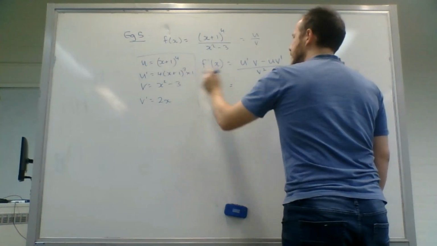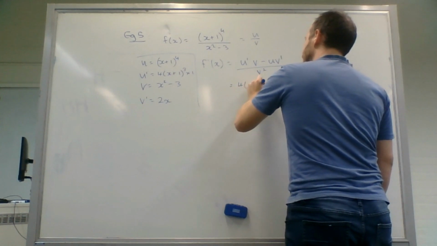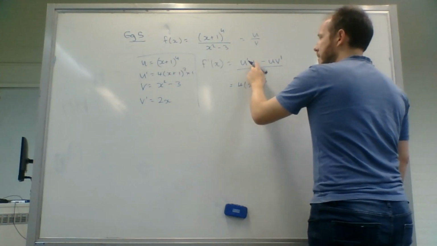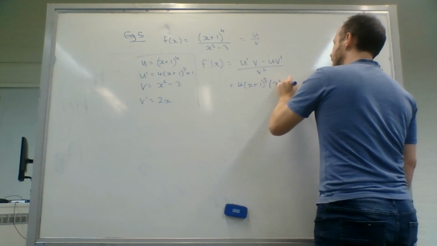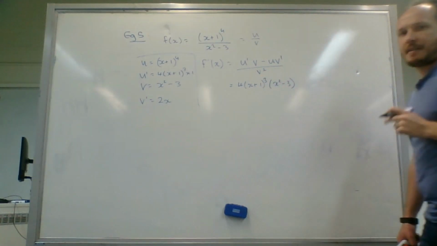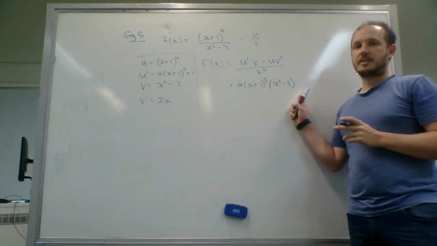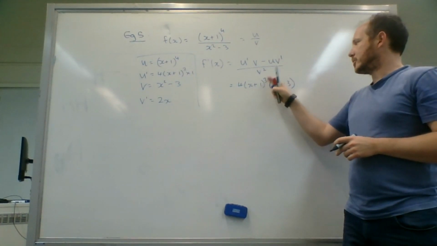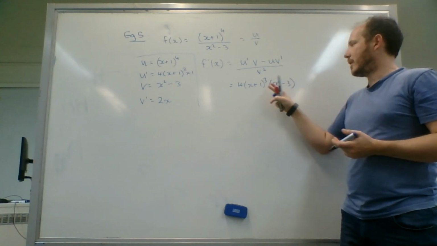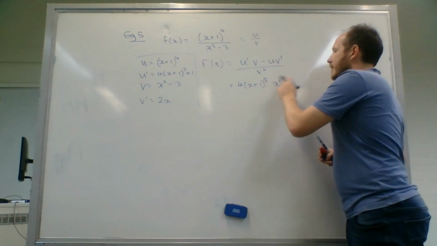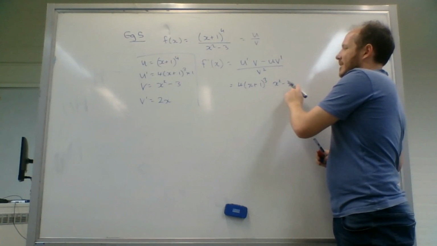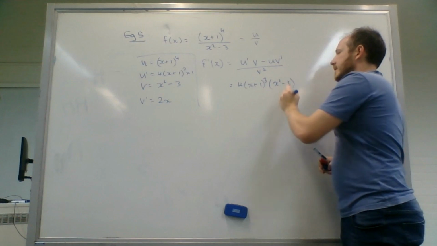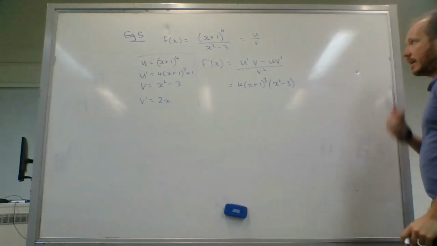So u dashed is this one, (4x + 1) cubed, times 1, I don't need to do that, times v, x squared take 3. One of the important things that I haven't mentioned so far is your brackets, okay? So there's no brackets here, but when I multiply, it's important to put it in brackets so that I'm multiplying by both terms. If I just leave it like this, it kind of says that it's this times this, take 3, okay? So the brackets are important.